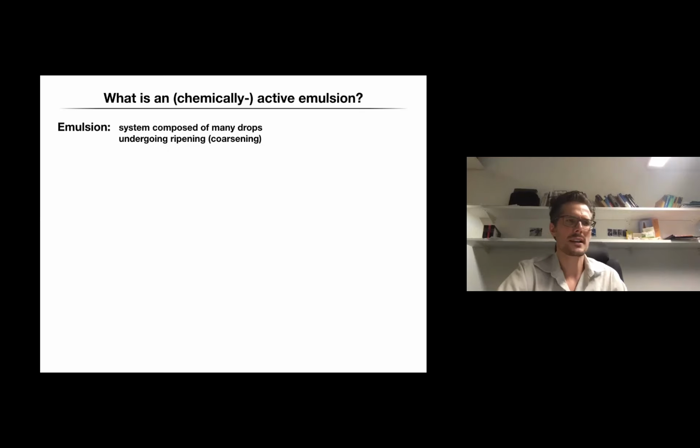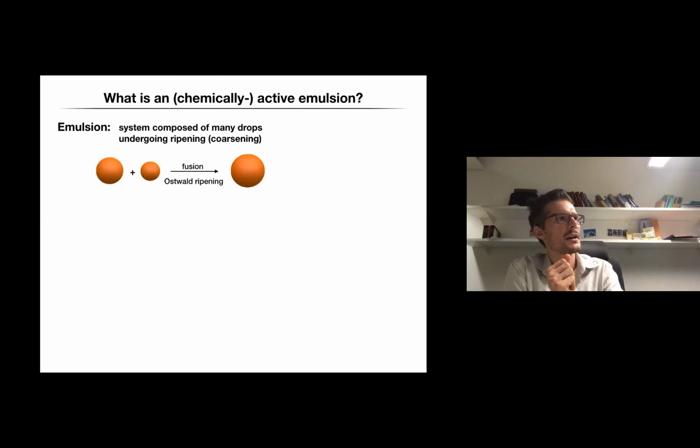So let me start with a classical emulsion first, to then work out step by step what we mean by a chemically active emulsion. So an emulsion is simply a system composed of many drops, okay? And they undergo what is called ripening in the case of drops, or in general in physics, coarsening.